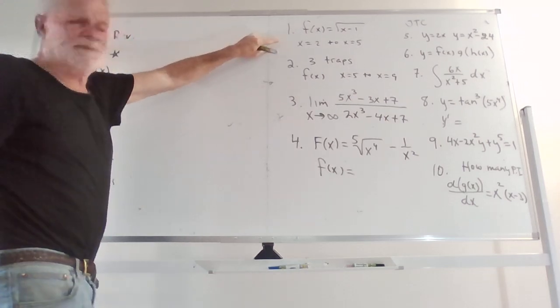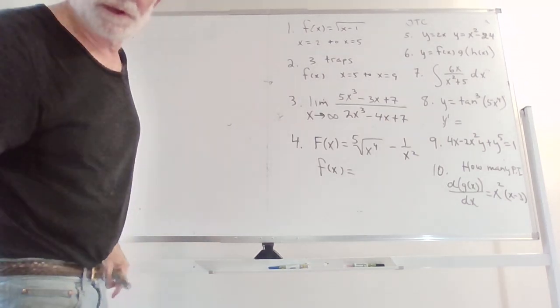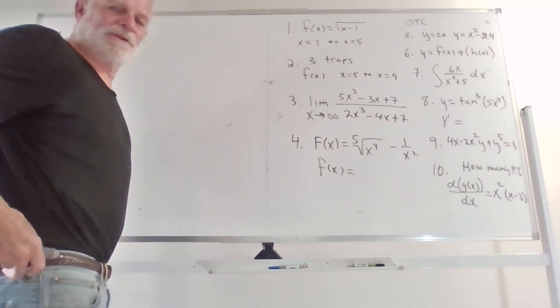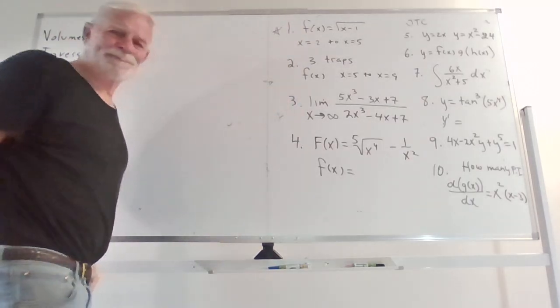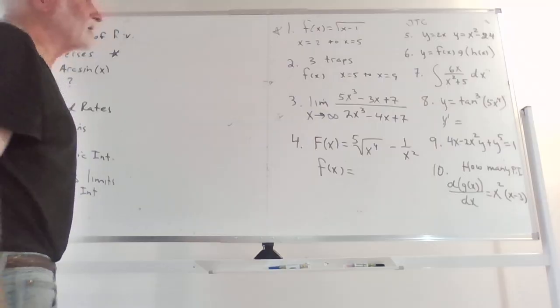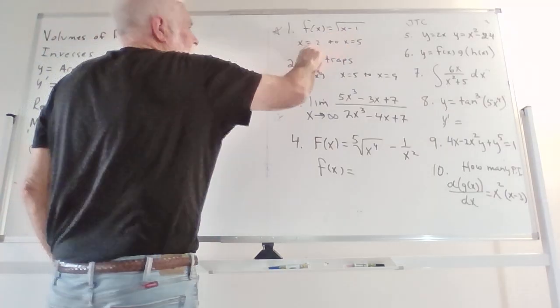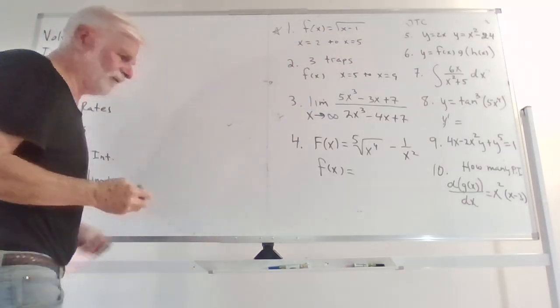This one was a U substitution problem, so you should do it as a U substitution and change the limits of integration, and I'll do that again the next time. Right now we'll just integrate it and see what the area under this curve is from 2 to 5. So you're stopping the video.